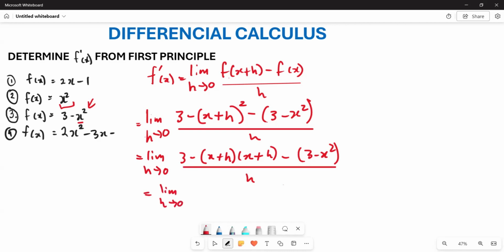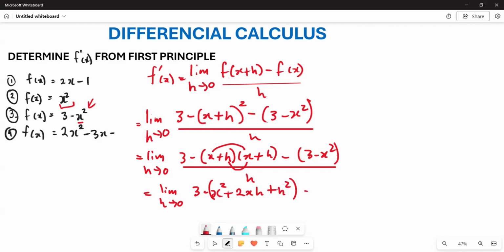This is the same as what? This is the same as your 3 subtract. Now, x multiplied by x is going to be the same as what? x squared plus what? x multiplied by h, which is xh, and also h multiplied by x, which is xh. So which means this is actually going to be 2xh altogether. Then this is going to plus h squared.